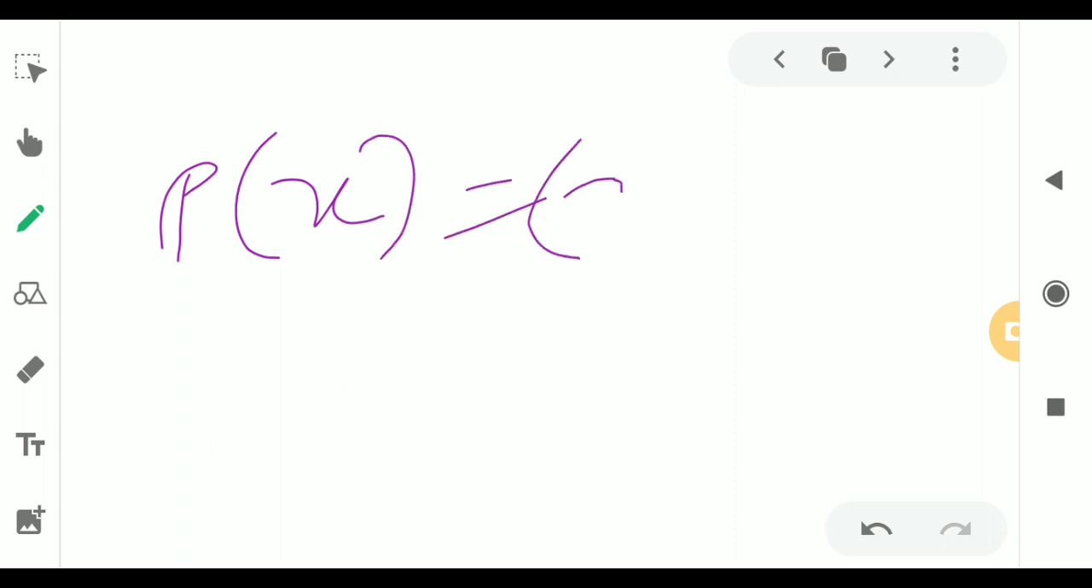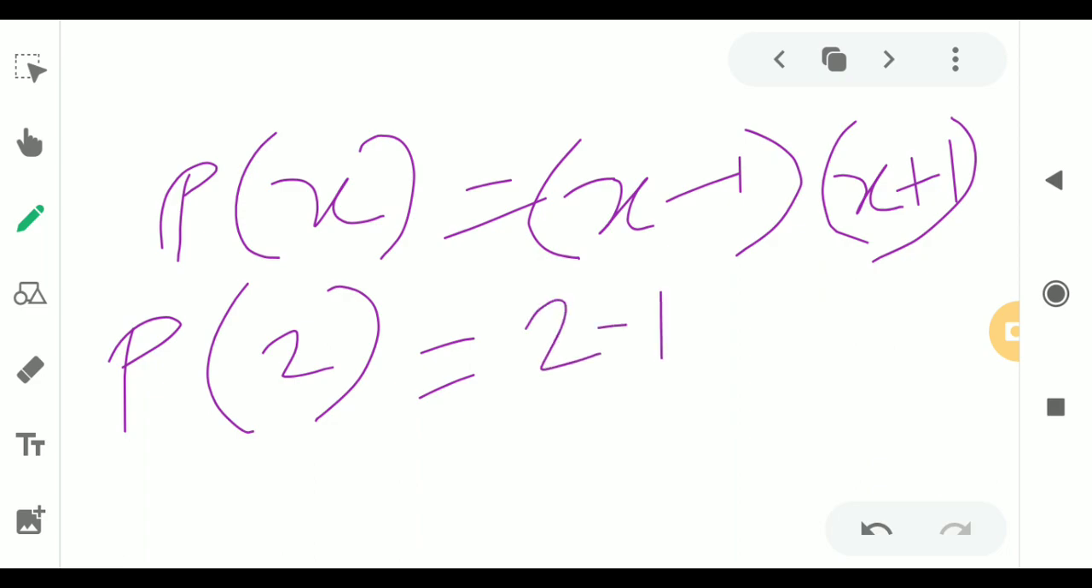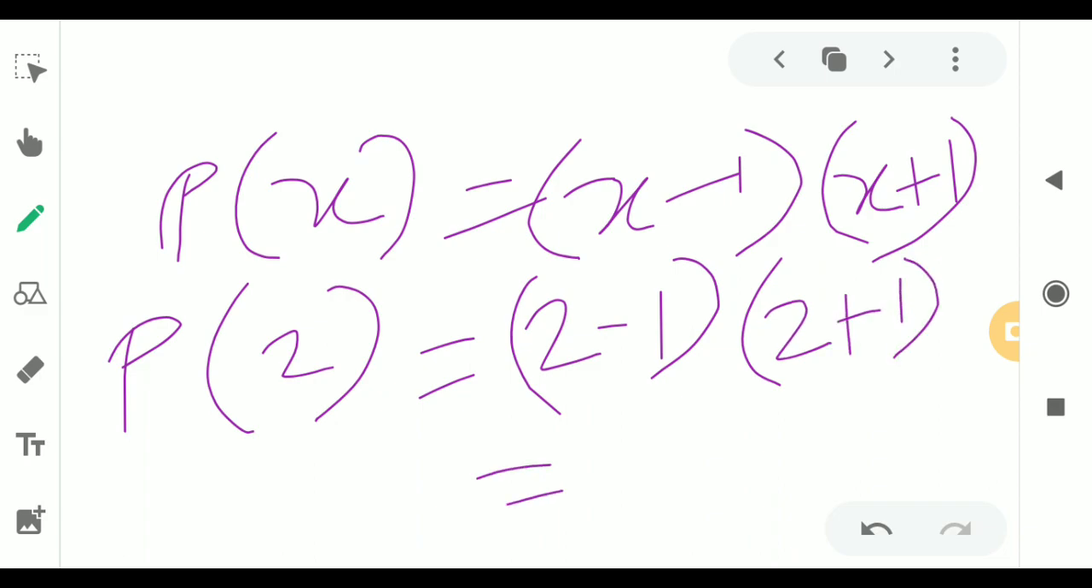Understand? So then what is the meaning of value of a polynomial? Suppose I have a question. Suppose p(x) is equal to (x minus 1)(x plus 1). So we have to find p(2). p(2) means value of x is 2. So take x equals to 2. (2 minus 1) into (2 plus 1). So 2 minus 1 is 1 into 2 plus 1, 3. So answer is 3. So this is called value of a polynomial.